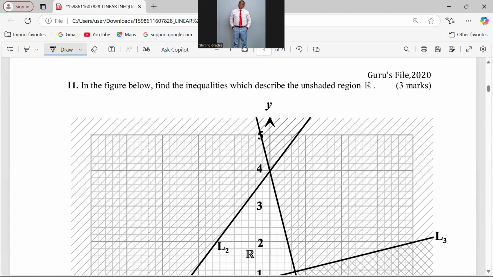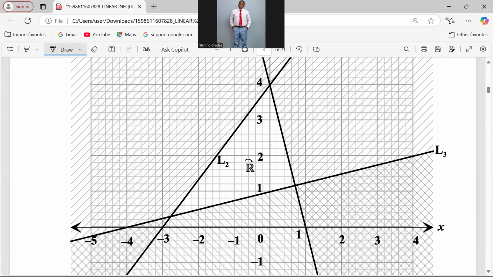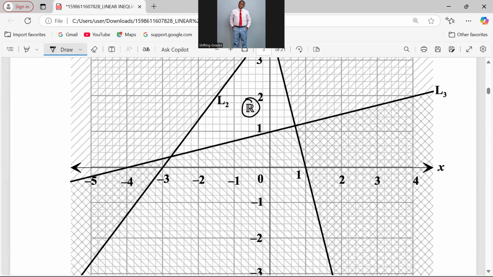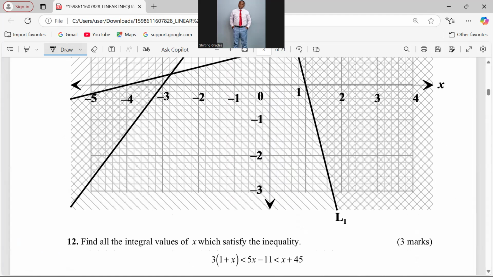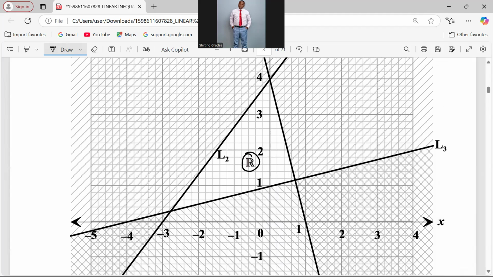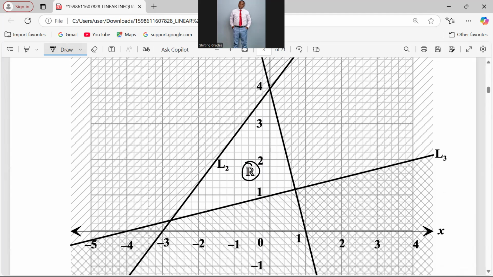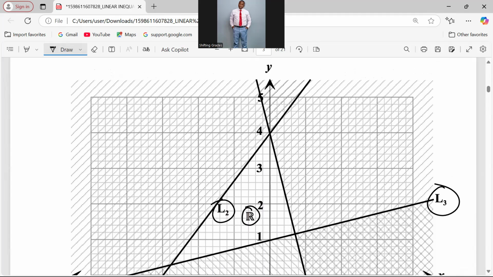Look at this question. In the figure below, find the inequalities which describe the unshaded region. The inequalities that describe this region. And we have the inequality represented by L1. We have the inequality represented by L2. L2 is here. Then L3 is here. So we can begin with L1.